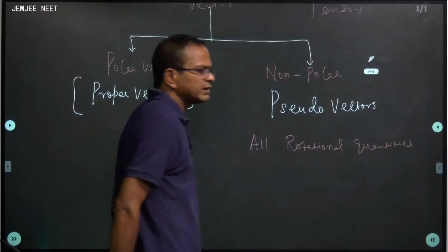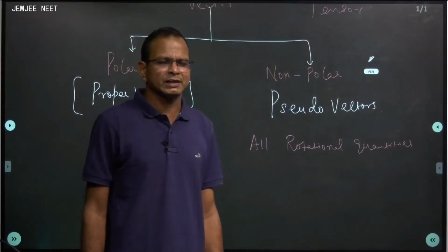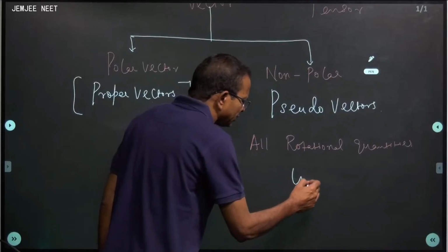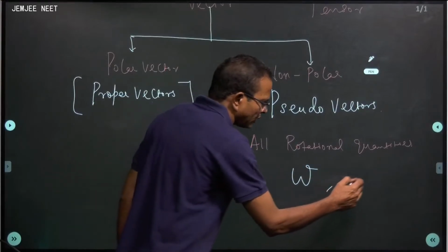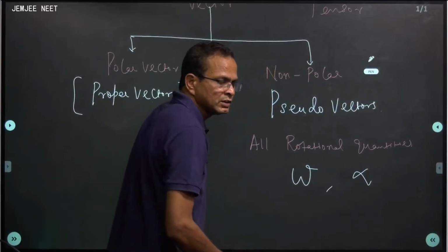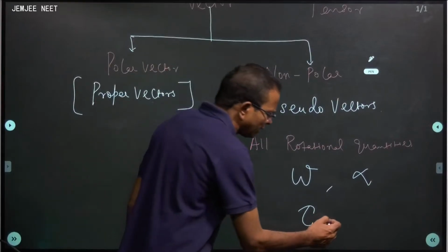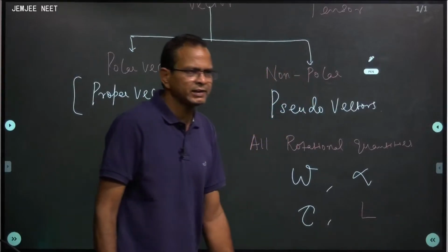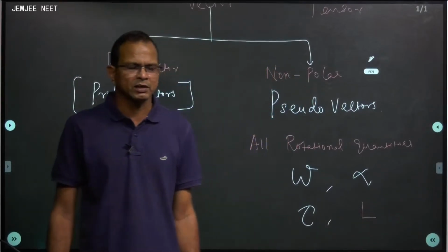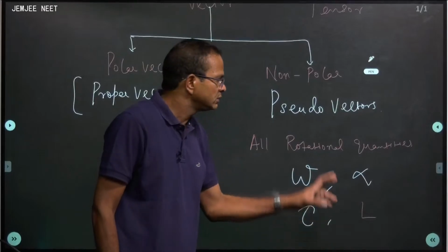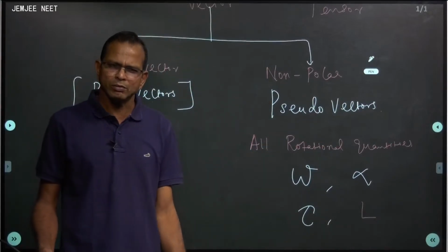All rotational quantities come under this. What do you mean by that? Omega, the angular velocity. Alpha, the angular acceleration. Tau, torque, the turning effect of force. L, the angular momentum that you studied in chemistry, the Bohr atom model. All of this comes under what? Pseudo vectors. Yes, sir. Very simple.